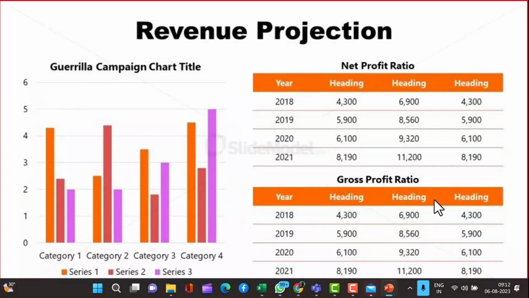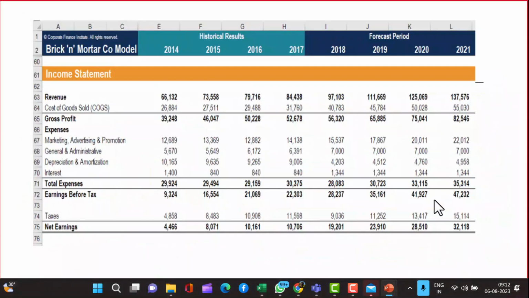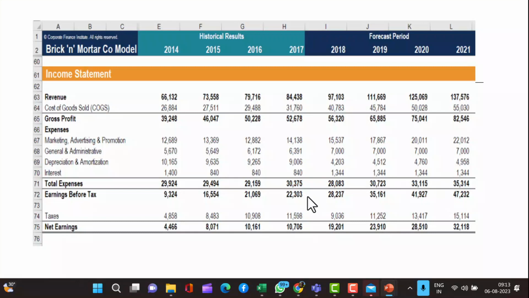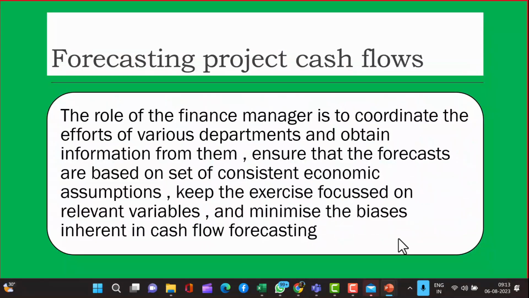Then we do revenue projections, as I told you, and finally you make an income statement. For example, you will have some historical numbers for the last couple of years, and then you are going to forecast what the revenue will be, what the expenses will be, and what the profit will be. We're going to understand that in more detail. Fine. Okay, read this.